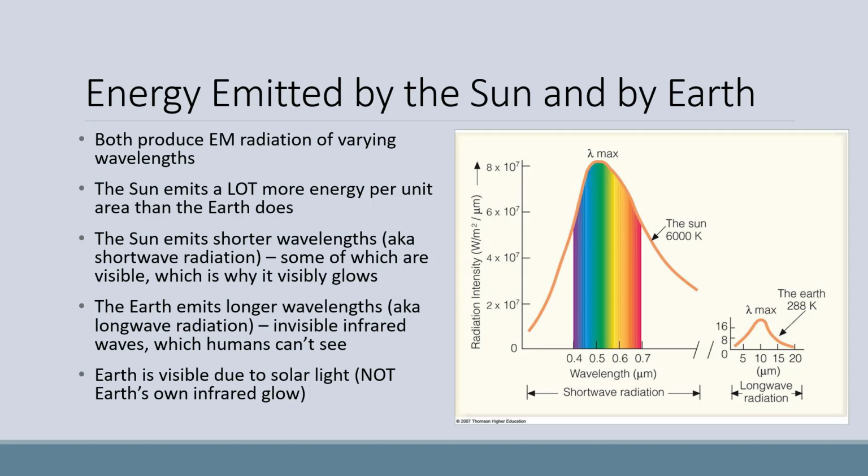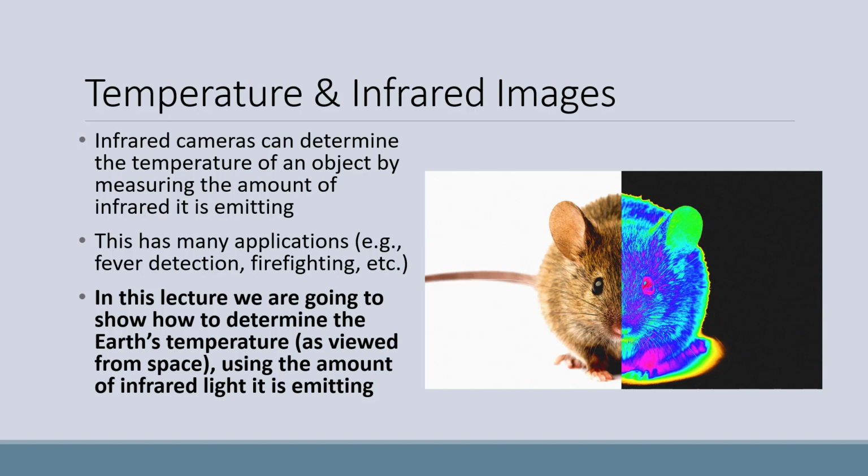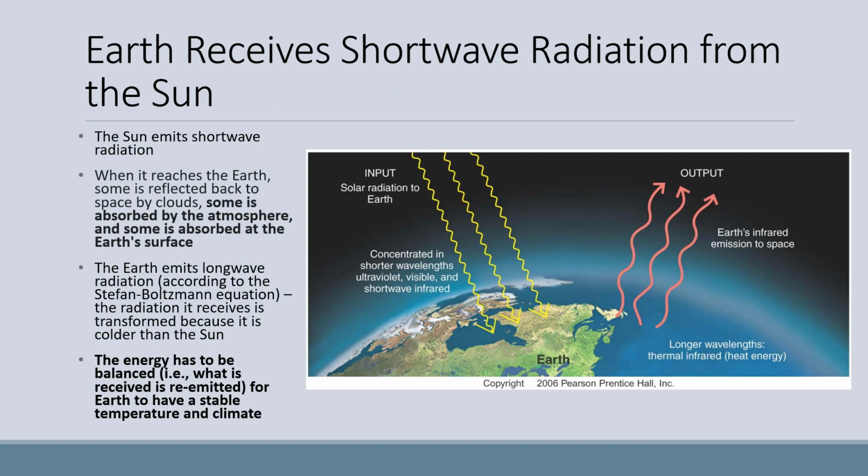Note, the surface temperature of the Sun has been rounded up a little here, but we can visualize objects that emit infrared radiation with infrared cameras. Infrared cameras have many applications, such as fever detection, firefighting, and so on. In this lecture, we're going to show how to determine the Earth's temperature, as viewed from space, using the amount of infrared light it is emitting. So let's start with that.